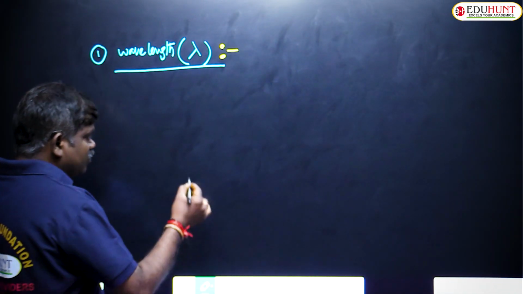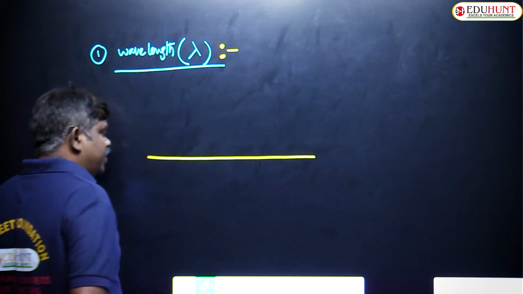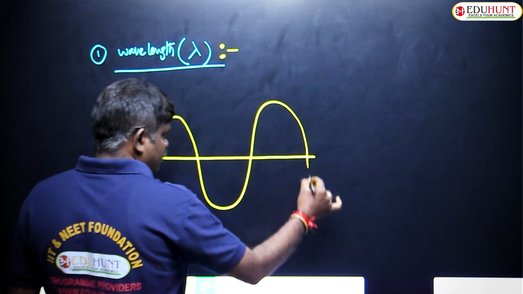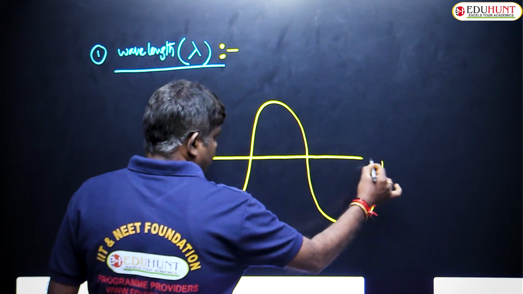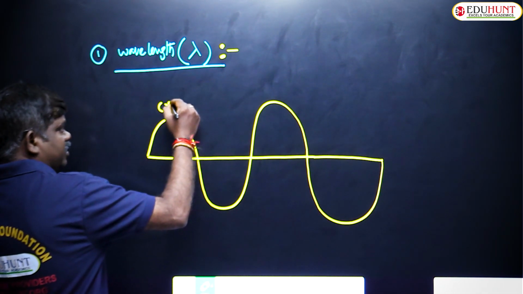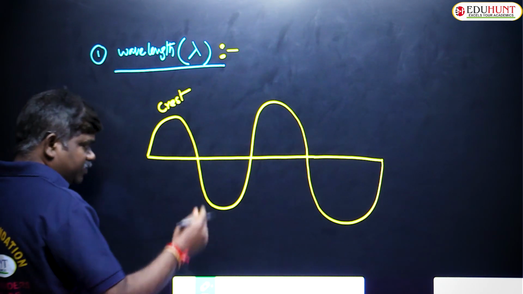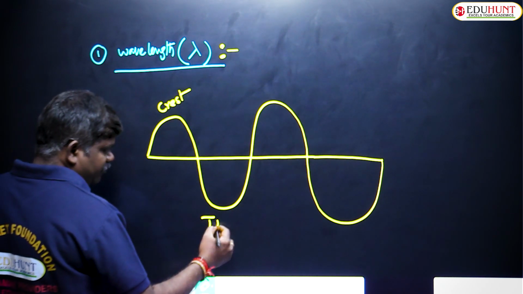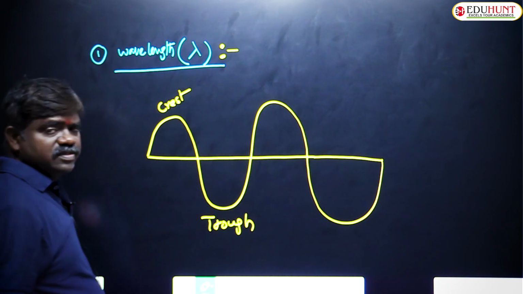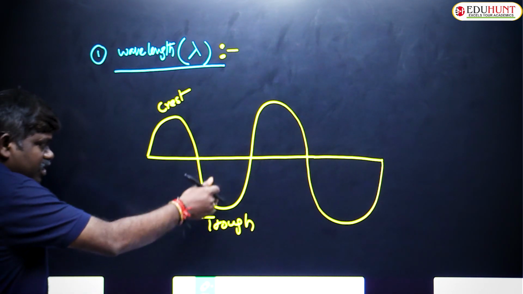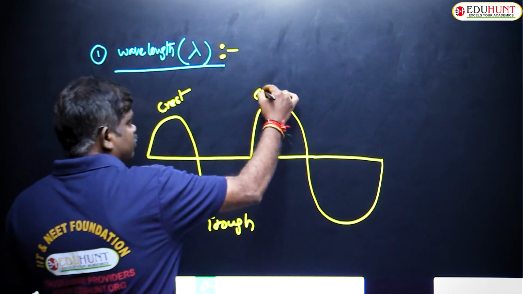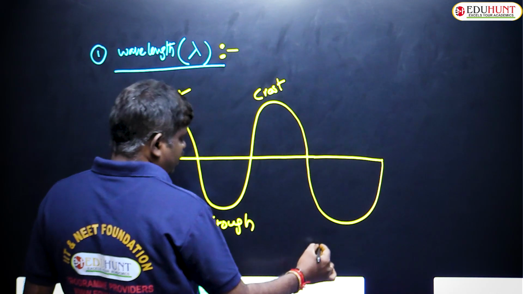So what is wavelength? For example, take a wave formed like this. Here the height of the wave is known as crest. The depth of the wave is known as trough. The depth is known as trough, and that is known as crest. Here it is also crest, and this is trough.